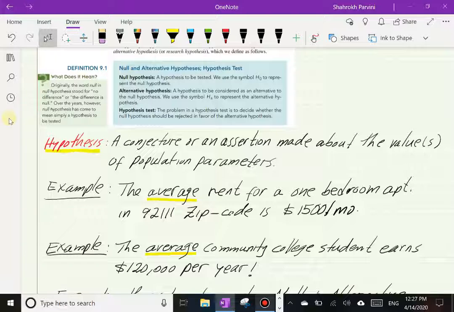I think, on average, our community college students earn roughly $120,000 per year. Now, that includes yourselves as you're watching this video. I'm sure that may raise some eyebrows, right? Maybe that's not quite right, huh? But hypotheses are like opinions. Pretty much, you could have your own hypothesis.